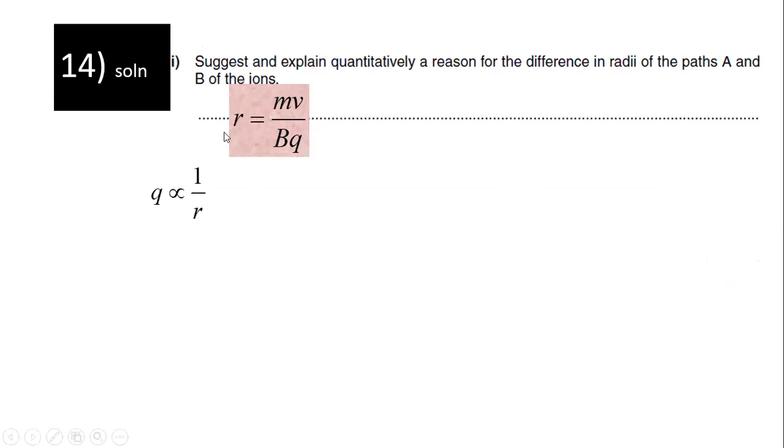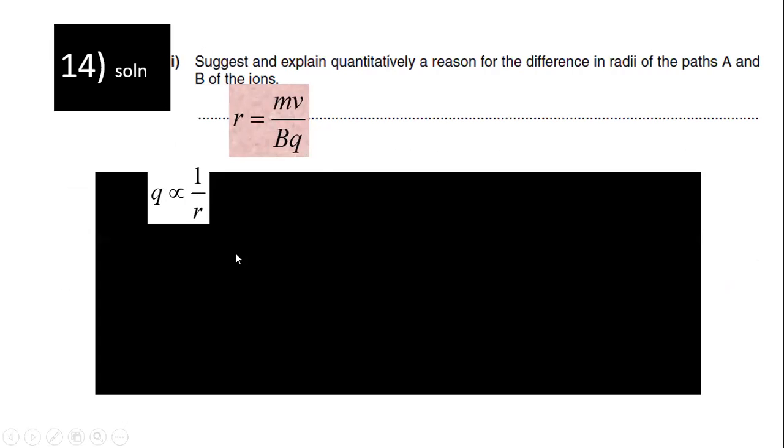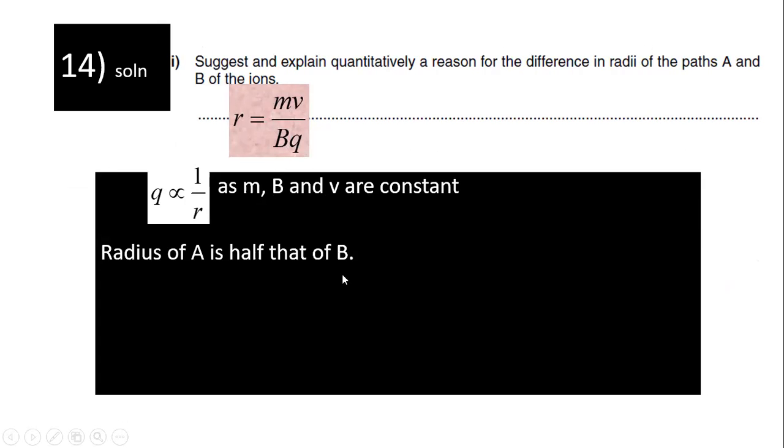Right? Q is inversely proportional to R. That means if the radius is smaller, the charge must be bigger, where your M, B, and V are constant. So the radius of A is half that of B, correct? For Q, the Q for A must be twice that of B.